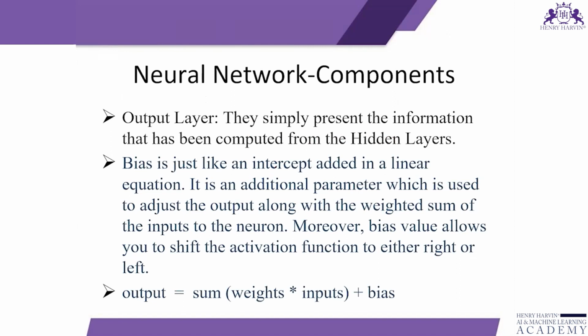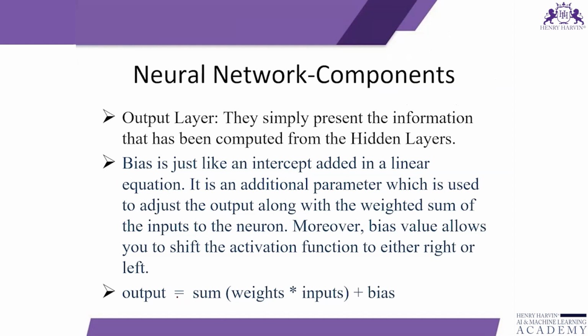So the next one is bias. Bias is just like an intercept added in a linear equation. In a linear equation, we have studied y is equal to mx plus c, right? Y is equal to mx plus c. C is nothing but the intercept. So it is almost similar to the intercept. In neural network, we call it bias, right? Moreover, the bias value allows you to shift the activation function to either right or left.